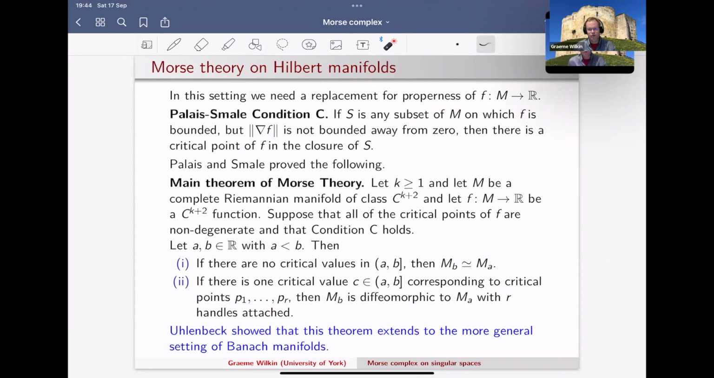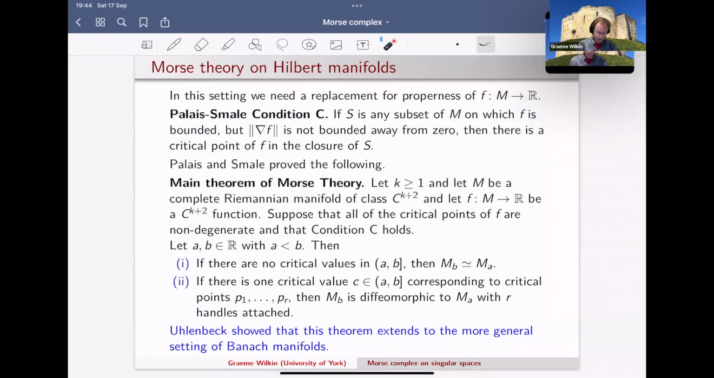So what we need is some replacement for the properness of the function. And this is exactly the Palais-Smale condition C. I've written down the statement here. The idea is that if you take some sequence of points where the function is bounded, but the gradient of the function at those points converges to 0, or maybe it's just not bounded away from 0, so it converges along a subsequence, then it says there's a critical point of the function in the closure of that set.